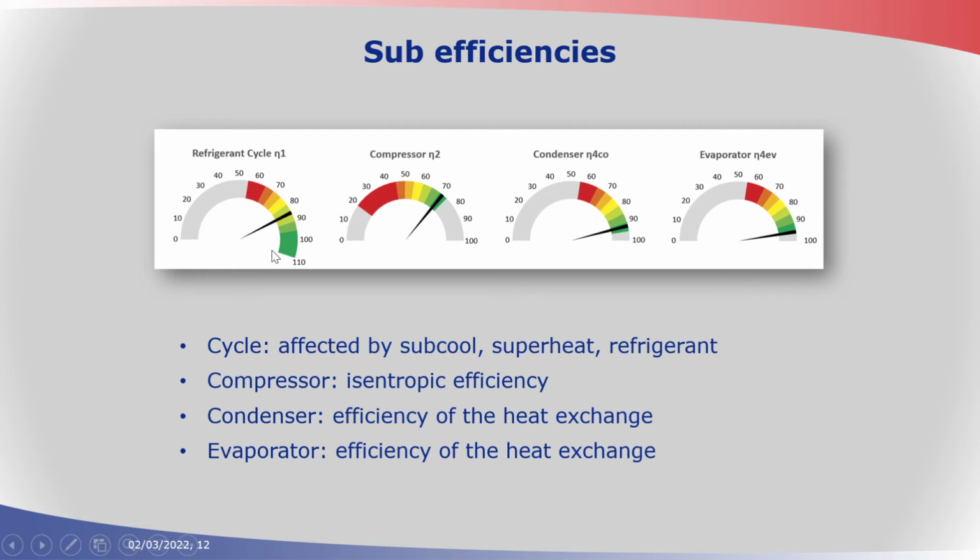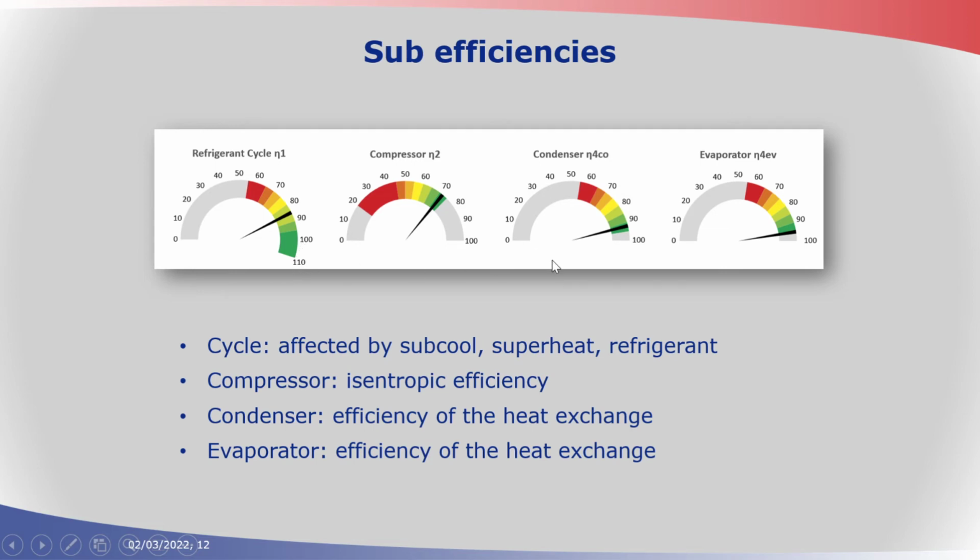If you notice, the refrigerant cycle has more than 100%. And this will be the case for systems with economizers. Now, those systems will operate better than systems without economizers. And our loss-free process is one without economizer. So compared to our loss-free system, the economizer system might have efficiency higher than 100%.